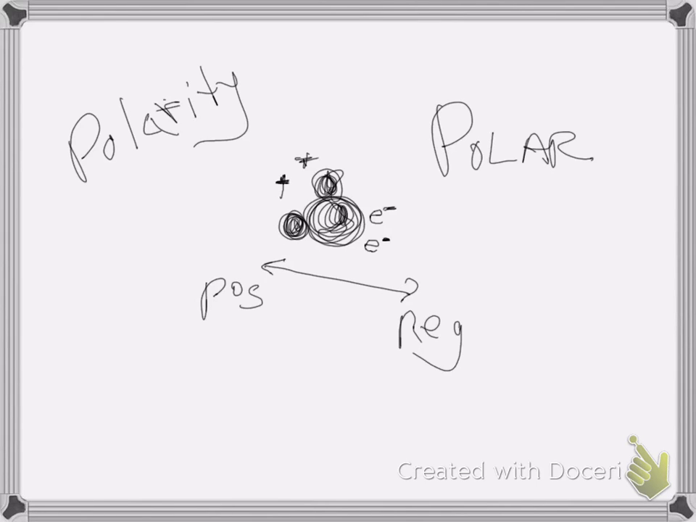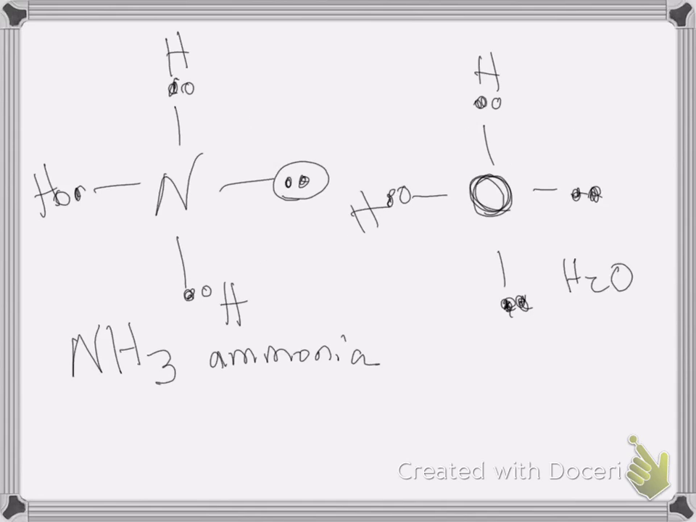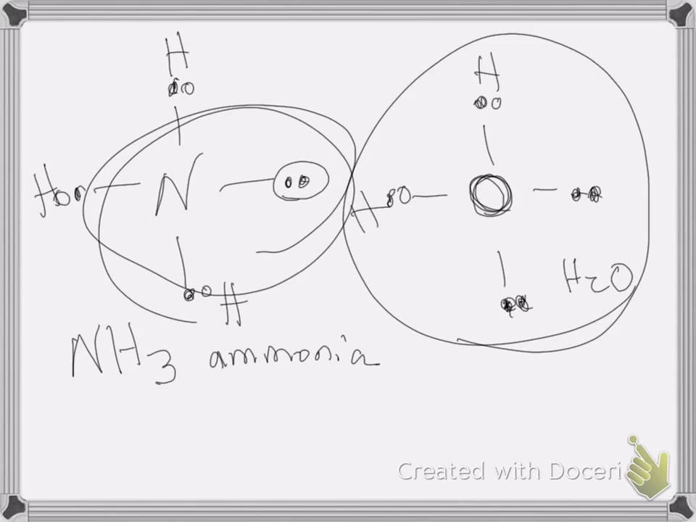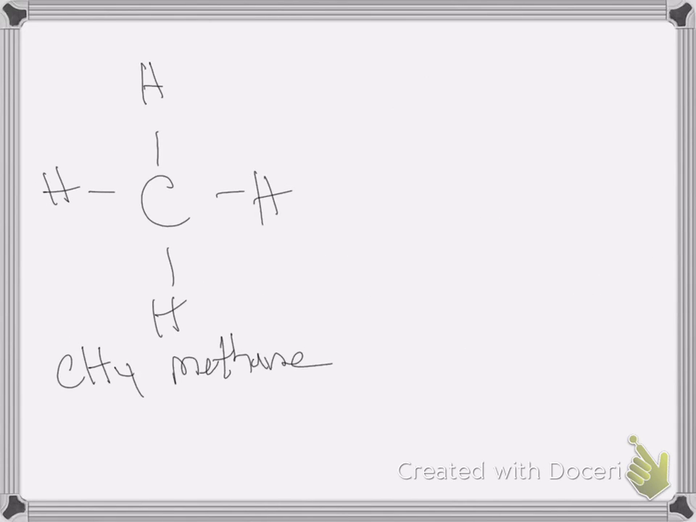So polarity is based on this imbalance of electrical charges. And we see polarity in oxygen bound with hydrogen, and we see it to some degree in nitrogen bound with hydrogen. Are we going to see it with carbon and hydrogen? No, it's a symmetrical molecule. There are no naked electrons on it.